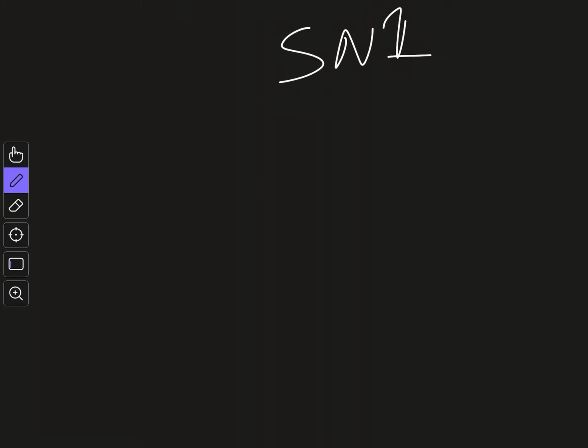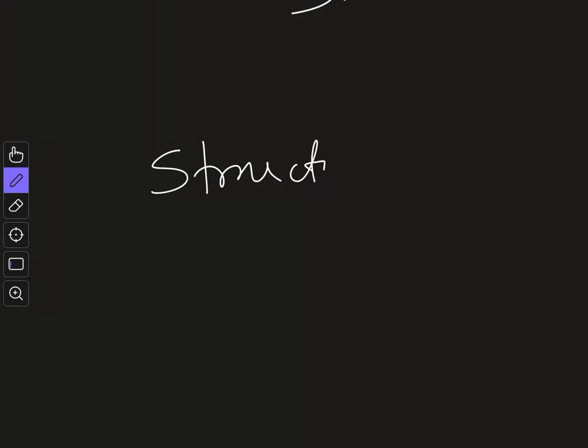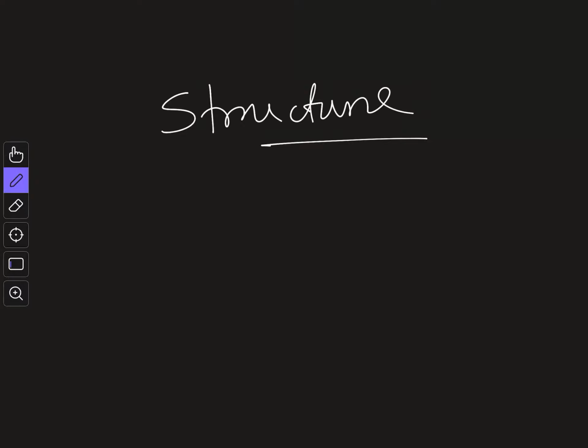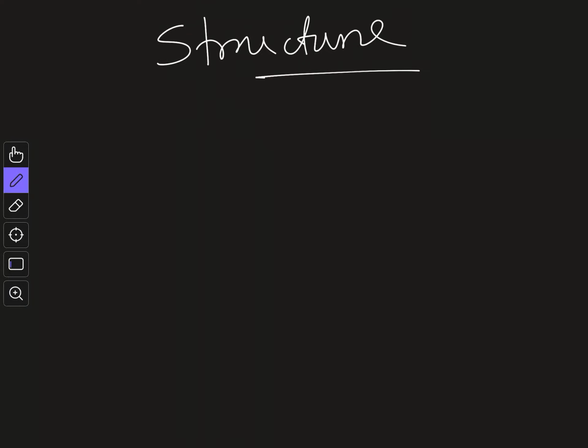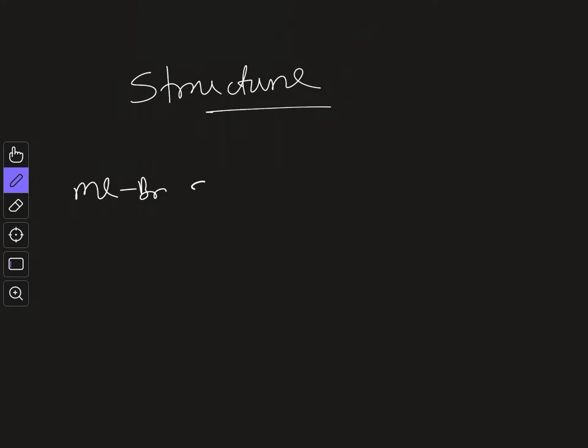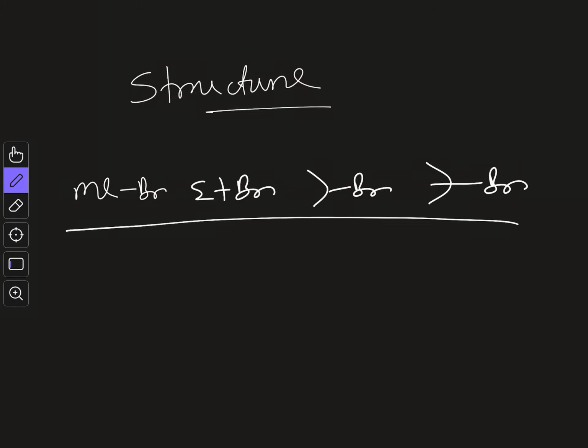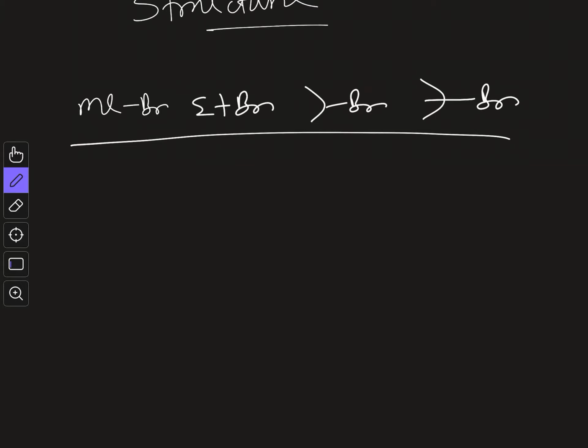Now we discussed the solvent effect. So it is the time to discuss about the effect of structure of substrate. So what is the effect of structure of substrate on the rate of SN2 or SN1 reaction? So we will first take 4 substrates. First one is methyl bromide, let's say. The second one is ethyl bromide. The third one is isopropyl bromide, and the fourth one is tertiary butyl bromide. So these 4 examples we will take, and we will see how they respond in SN1 and SN2 reaction.